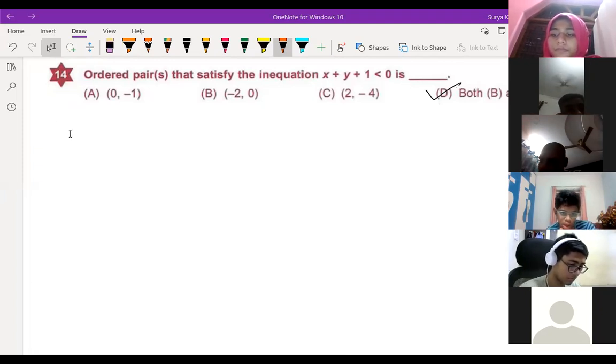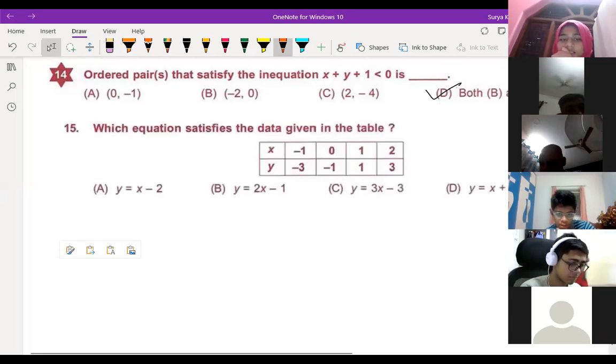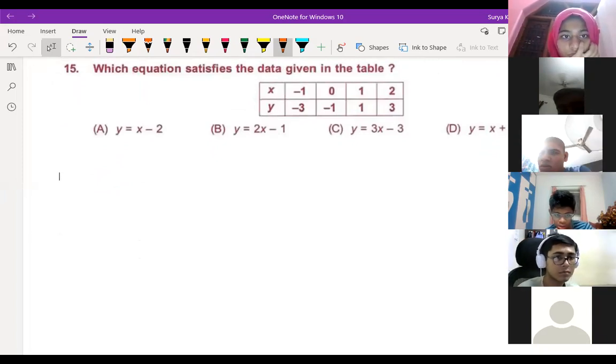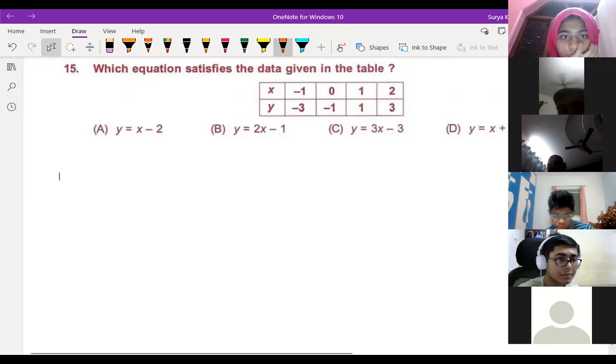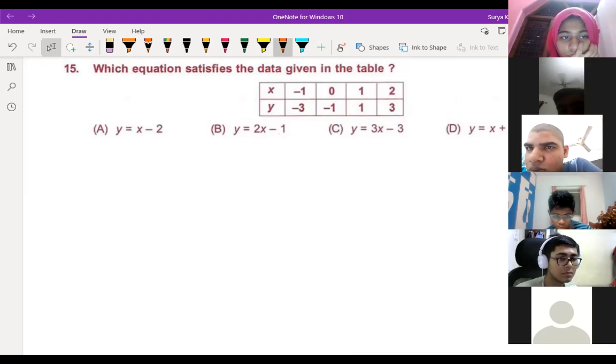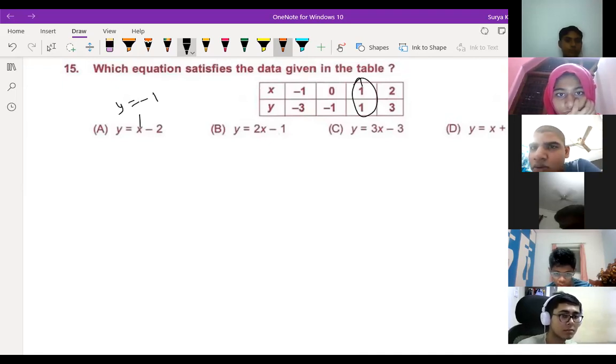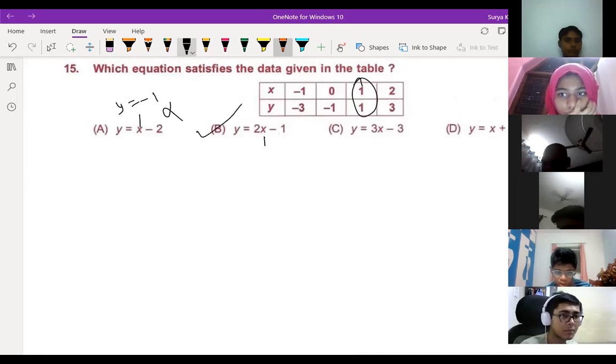Next question is question number 15. Which equation satisfies the data given in the table? So simply you put any one equation. You put 1 here, then you get y is equal to -1. So this is not wrong. Then here you put 1, so your y is equal to... Option B, sir. Everything should come in option B. If you put 0, then also -1. Option B is correct.